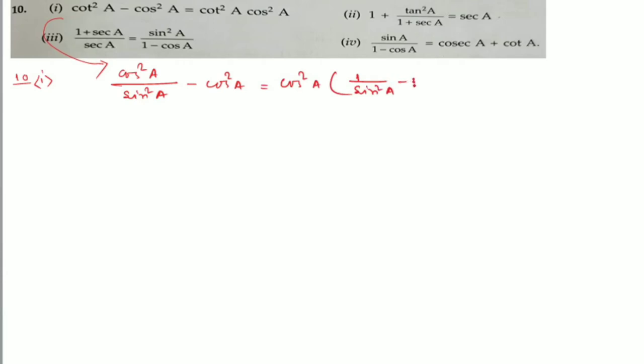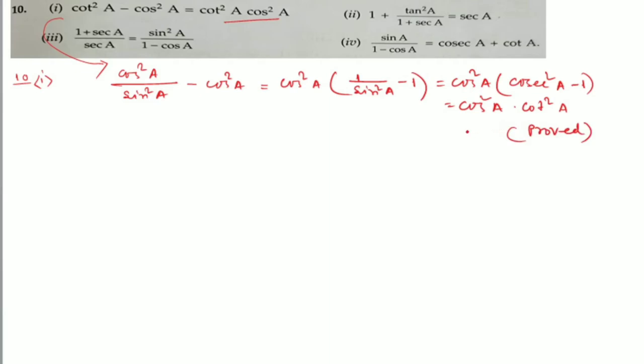now we will solve problem number 10.1. Here you can see cot square A minus cos square A is equal to cot square A into cos square A. We have to prove it. So in left hand side you can see it can be written as cos square A divided by sin square A. Okay, and here it is minus cos square A. Okay, here cos square A is common, so we take it as common. Therefore here it is cos square A into (1 by sin square A minus 1), and 1 by sin square means cosec square A, minus 1. Cosec square minus 1 is equal to cot square. So here I write it as cot square A. Here you can see we have to prove it. So it is proved. It is very easy problem.